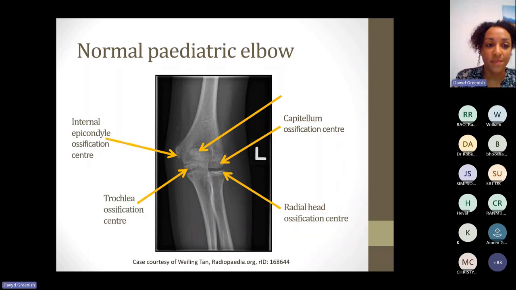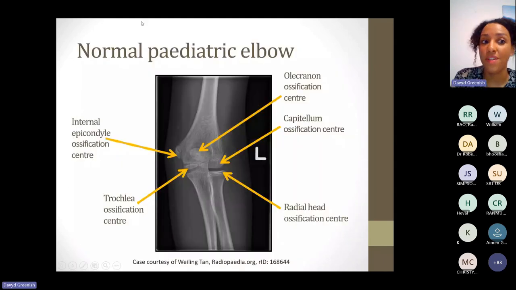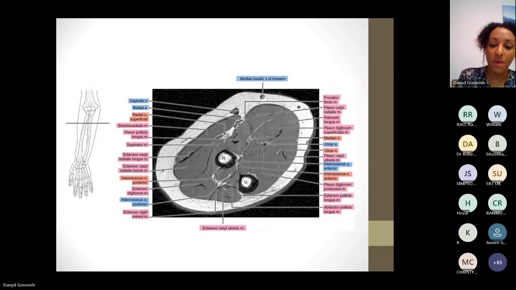Internal epicondyle, clear, olecranon, and then they would have an external epicondyle here, but this patient's too young, so they haven't got that yet. But just find a way to remember those. Crytol is what I use, and that's just one of the ways that you can remember it. But for time, we will move on.